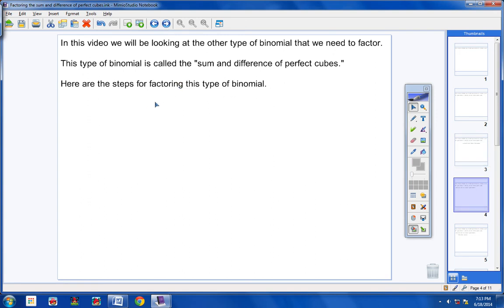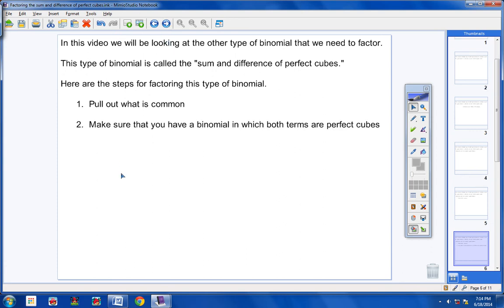Now, here are the steps for factoring this type of binomial. Step 1, always pull out what's common. And that's always what we do first when we're factoring. Pull out what is common. Step 2, make sure that you have a binomial in which both terms are perfect cubes. And we'll talk more about that expression, perfect cubes, later. Step 3, factor.